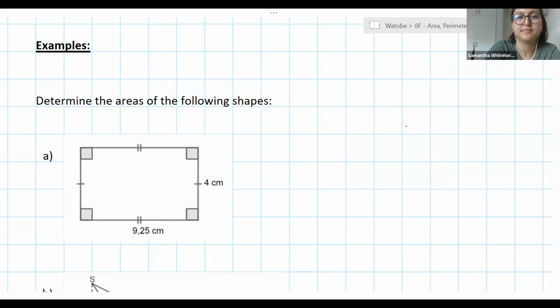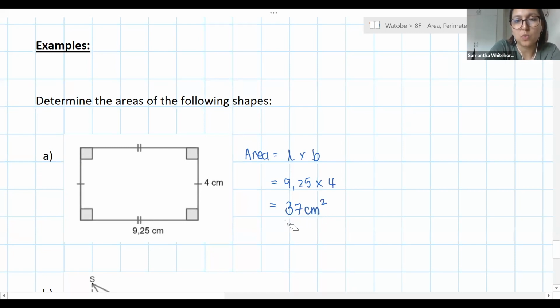9.25 times 4 equals 37 centimeters squared. Perfect. Well done. So, guys, your length is 9.25. Your breadth or your width is 4. Times them together, you get 37. And importantly, as Lungile said, centimeters squared. It is area, it is units squared. Excellent. Well done.